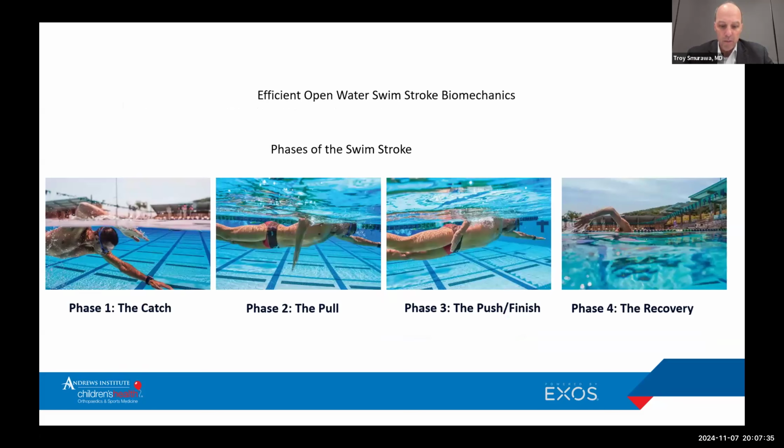So when we talk about efficient swimming, there are different things we can look at when we talk about the phases of the swim stroke. The first phase is the catch phase, and that's when you reach forward, your hand enters, and you start to catch the water. Then the second phase is what we call the pull phase. That's when most of the force is generated and moving the body forward. And the third phase is the push or finish phase, where you finish off pushing your body forward through the water. And then the last phase, phase 4, is the recovery phase.